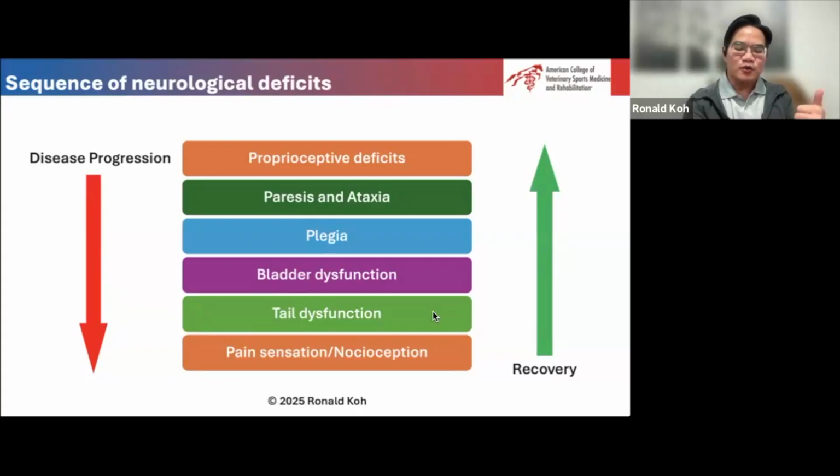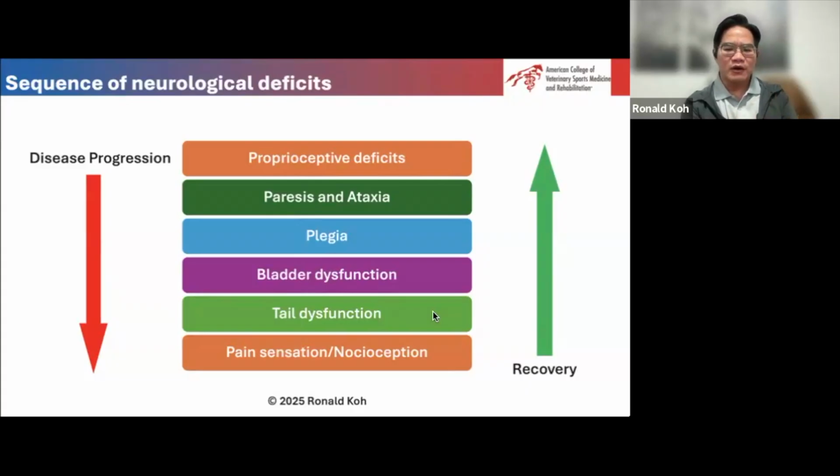The first thing it would affect would be proprioception, and then the motor control. They might lose some strength and become paralyzed, and some patients only have ataxia. If the motor is lost, they will become plegic. After that, they might lose their bladder and tail functions, and eventually they might lose their superficial pain and deep pain.